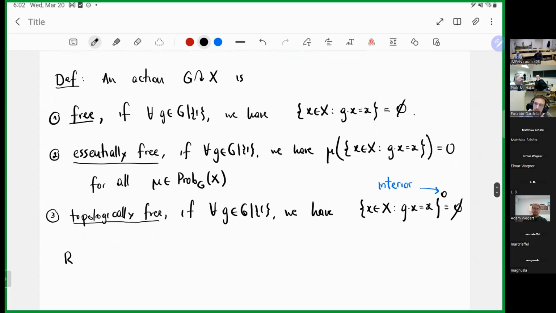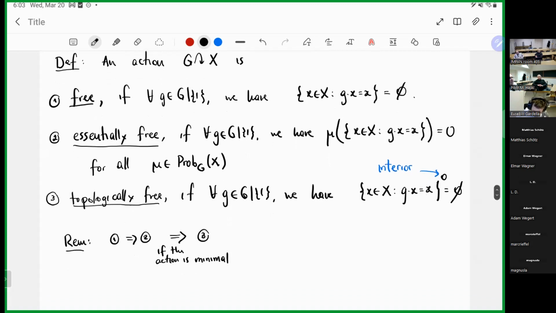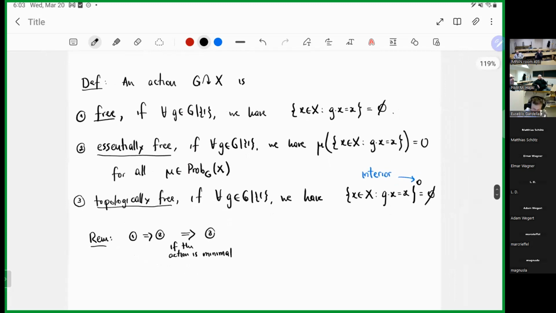Let me write down actually this observation that you were alluding to. It is clear that 1 implies 2, and also that 1 implies 3 is clear. And 2 also implies 3 if the action is minimal, precisely because of what you just mentioned. If the action is minimal, every invariant measure has to be strictly positive on a non-trivial open set. If it's 0 on that set, then the interior of that set is also trivial.